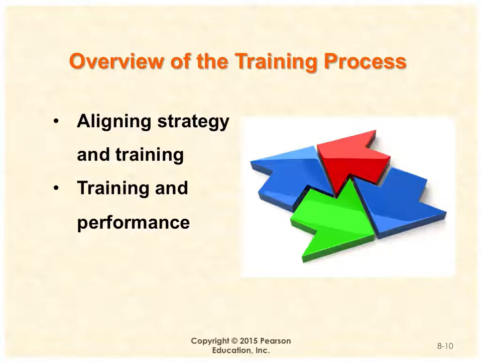Elements of the training process. The first thing that we want to do whenever we're considering training somebody is aligning the strategy with what training we're offering. And this goes all the way back to the beginning of the class where we talked about how to build a strategy and how do we align what we do with that strategy. Our training should mirror this as well. Take, for instance, if our strategy is to offer the best customer service of any of our competitors, our training should be on customer service. This just shows that we're aligning what we're doing with what we want to be within our industry.